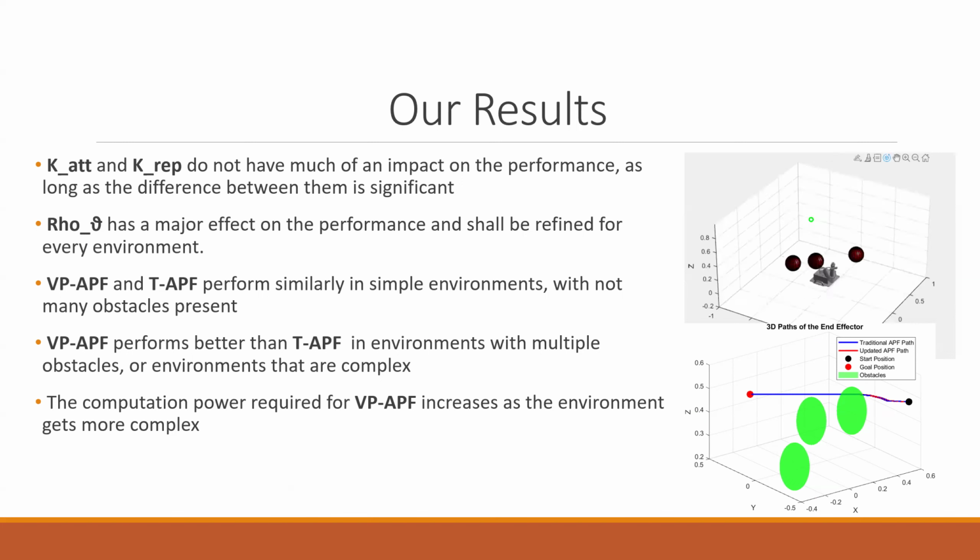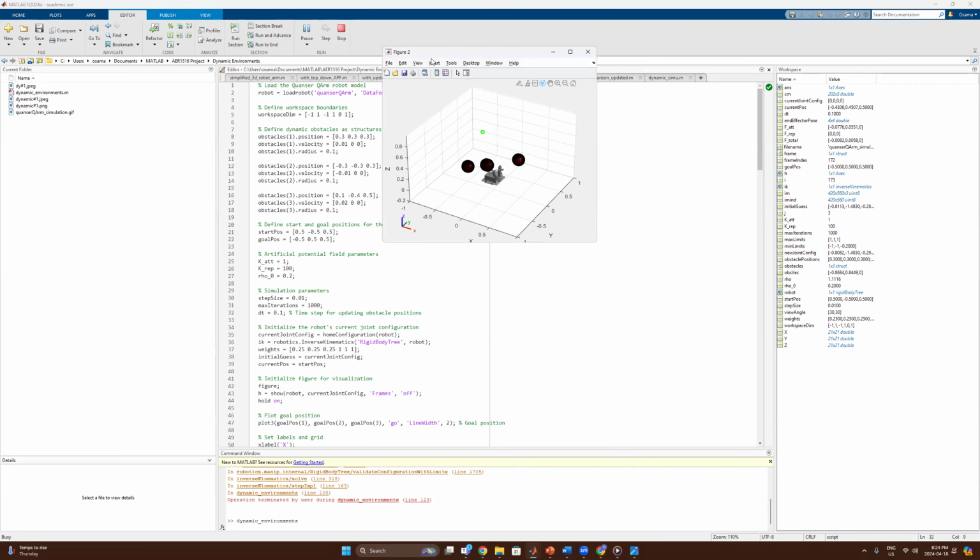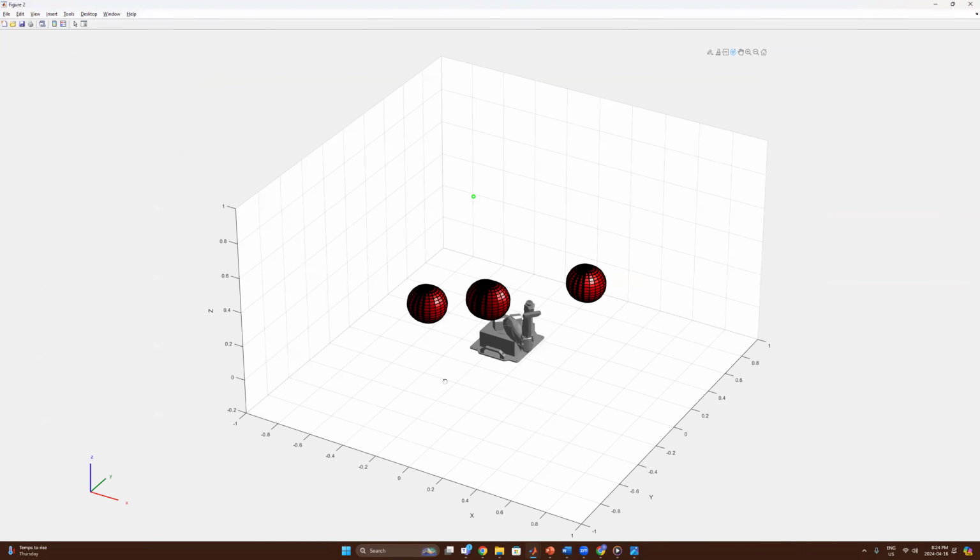I would like to show one simulation with the dynamic environment. This is the velocity profile APF algorithm simulated in a dynamic environment. So as we can see, the obstacles are kind of translating in the X direction. And the robot manipulator is accordingly, I guess, avoiding the moving obstacle.